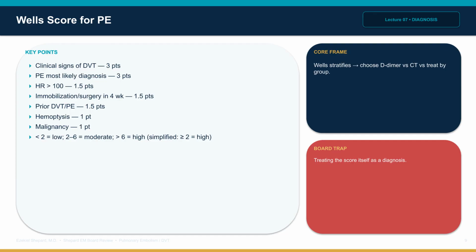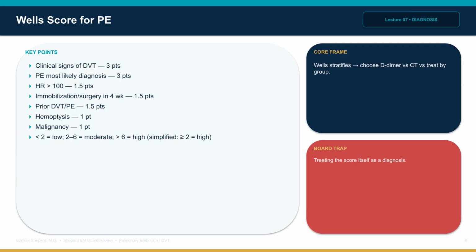The Wells score for pulmonary embolism uses 7 criteria. Clinical signs of DVT, 3 points. PE is the most likely diagnosis, 3 points. Heart rate above 100, 1.5 points. Immobilization or surgery within 4 weeks, 1.5 points. Prior DVT or PE, 1.5 points. Hemoptysis, 1 point. And malignancy, 1 point. A score below 2 is low probability. 2 to 6 is moderate. Greater than 6 is high probability.